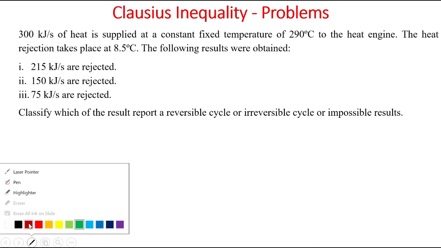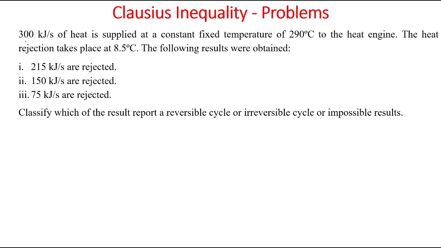In the first case, 300 kilojoules of heat is supplied at a constant fixed temperature of 290 degrees Celsius to a heat engine. The heat rejection takes place at 8.5 degrees Celsius. So this 300 is the heat added, which we call Q1.